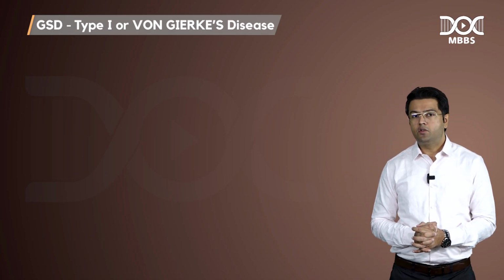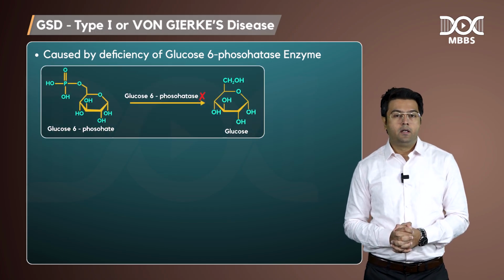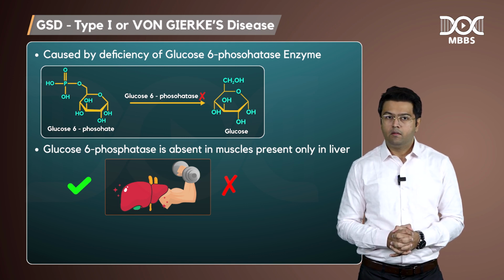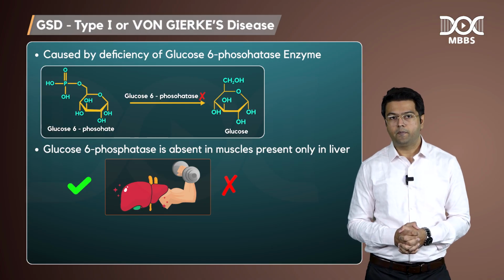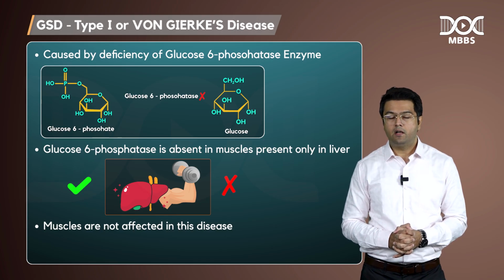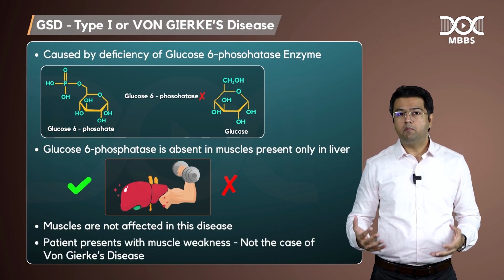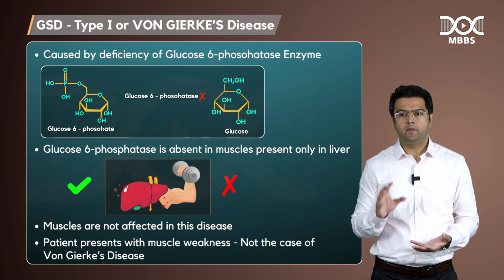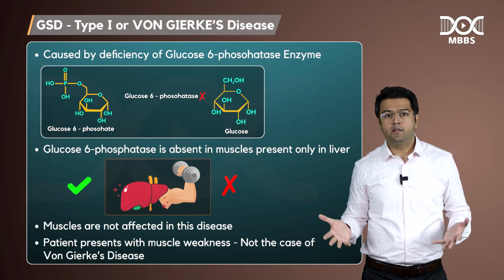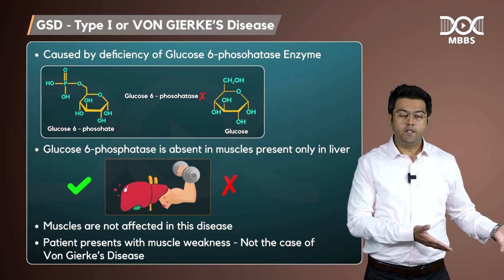Now guys, von Gierke's disease is caused by the deficient enzyme, that is glucose 6-phosphatase. Glucose 6-phosphatase is the enzyme which is absent in muscles already. Only liver has glucose 6-phosphatase. So muscles are not affected in this disease, right? So if you see any question where the patient is presenting with muscle weakness, you can say that this is not the case of von Gierke's disease. Why? Because von Gierke's disease never affects muscles, because the enzyme which is deficient is of the liver, that is glucose 6-phosphatase.